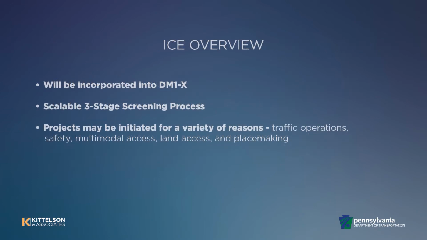ICE is a scalable three-stage screening process that will be incorporated into DM1X. The thought behind 3 stages is to enable districts to vary the level of effort involved for a given ICE in proportion to the difficulty of the decision-making associated with it. If only one control strategy is feasible for a given intersection, then a project can end at stage 1, and there's no need to advance to stages 2 and 3.